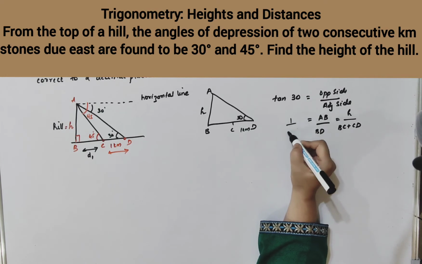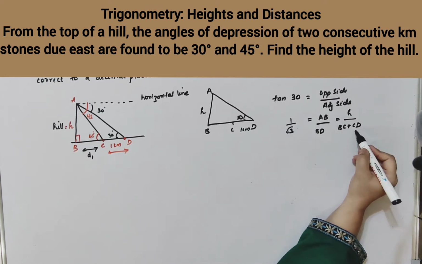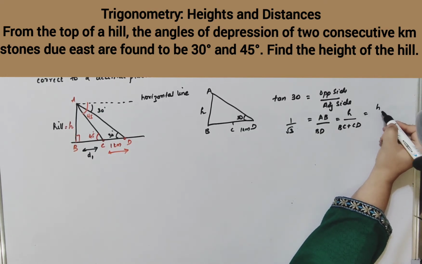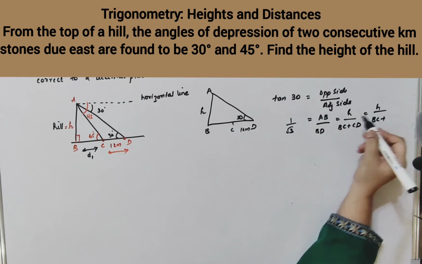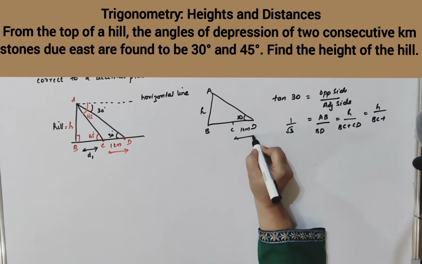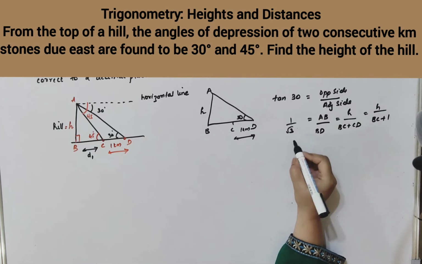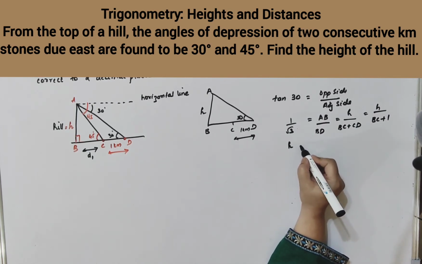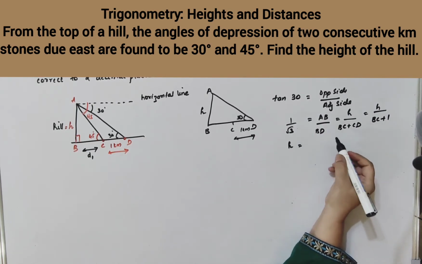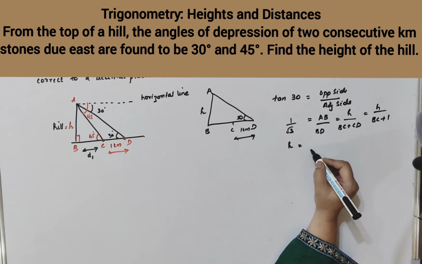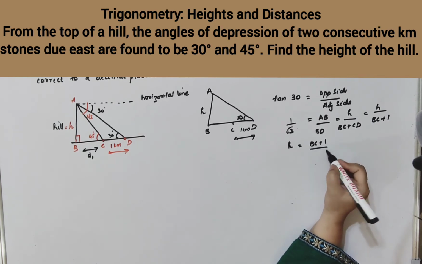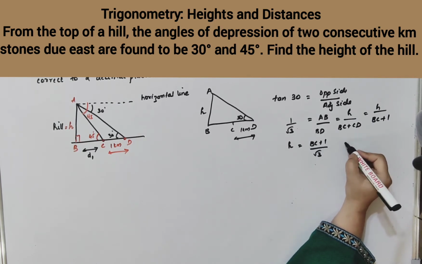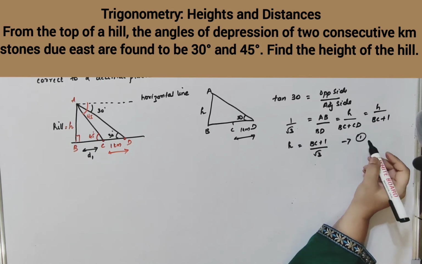And tan 30 is 1 by root 3. We know CD is 1 kilometer, so we put 1 here. We don't know what BC is. So H by BC plus 1 equals 1 by root 3. Let's isolate H, putting H on one side and shifting everything else to the other side. So we get H equals BC plus 1 by root 3. Let's call this equation 1.